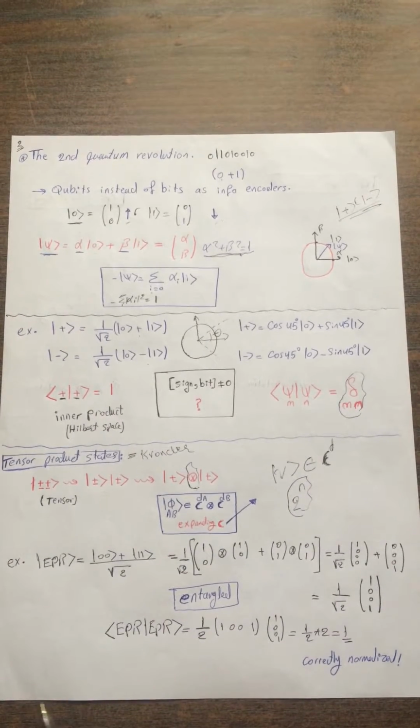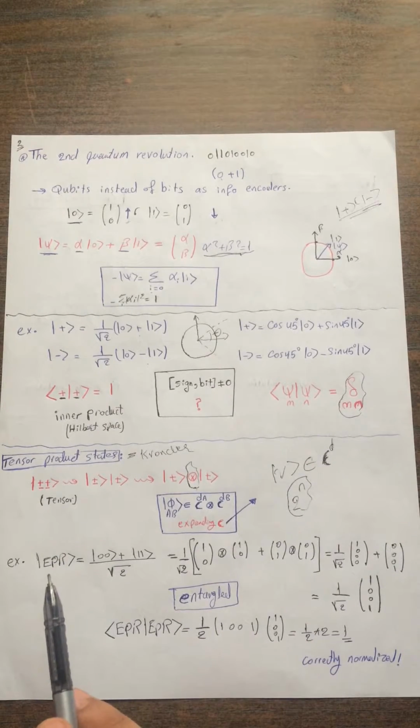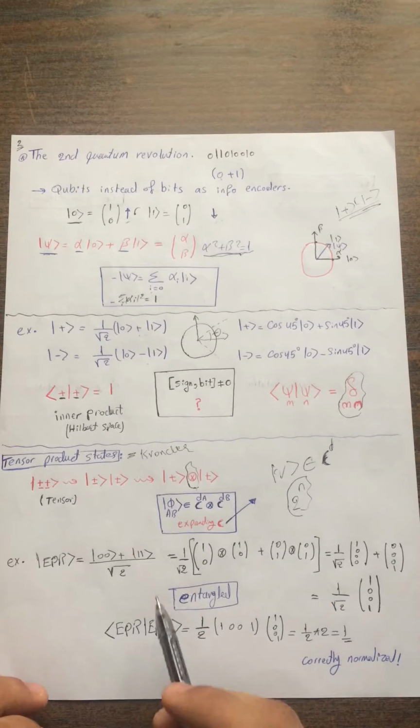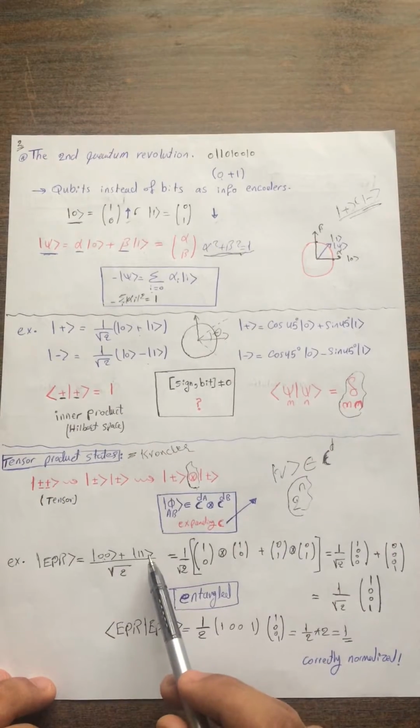So let's take an example: the EPR pair. This is called Einstein-Podolsky-Rosen. This is very intense, one of the most famous entangled states. We'll be exposed to entanglement. But let me just write the superposition of plus: a superposition of two zeros and two ones.